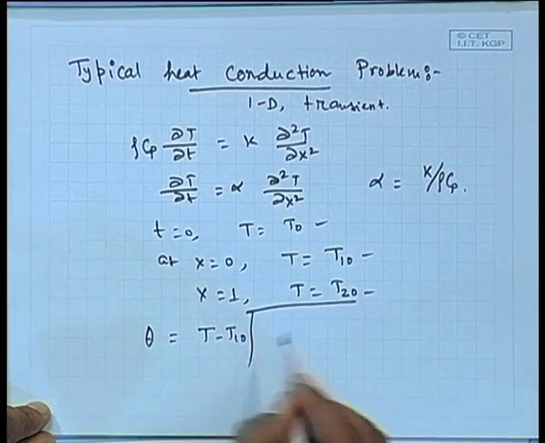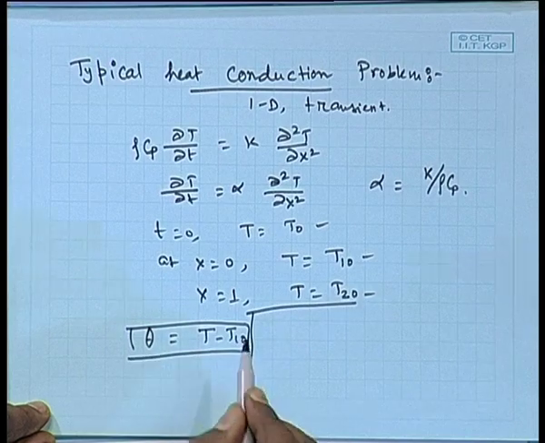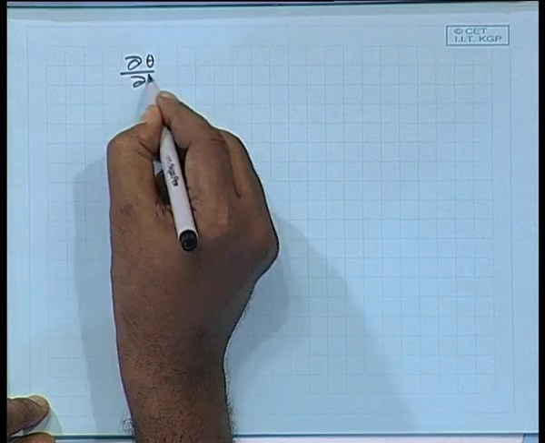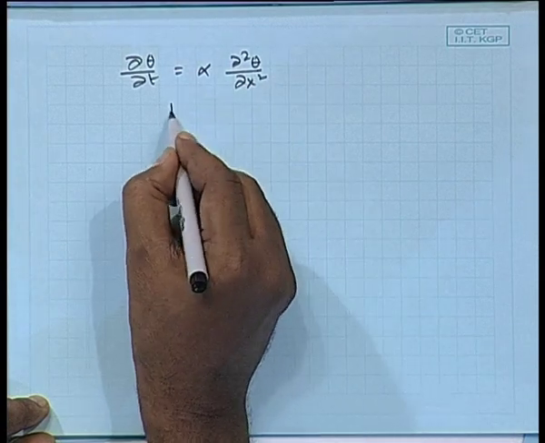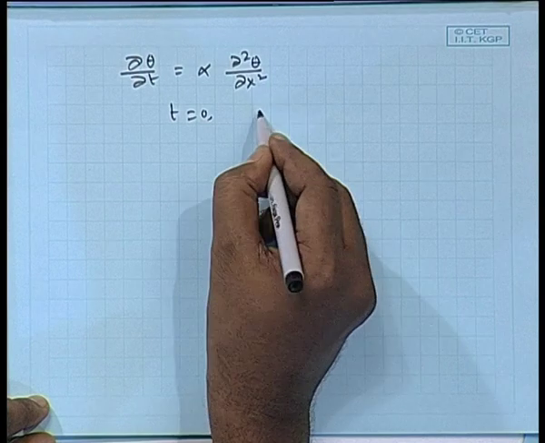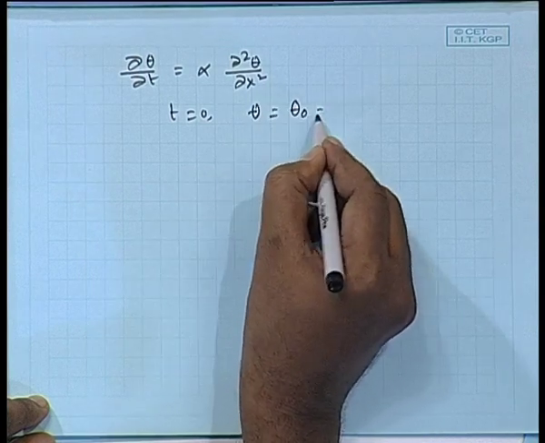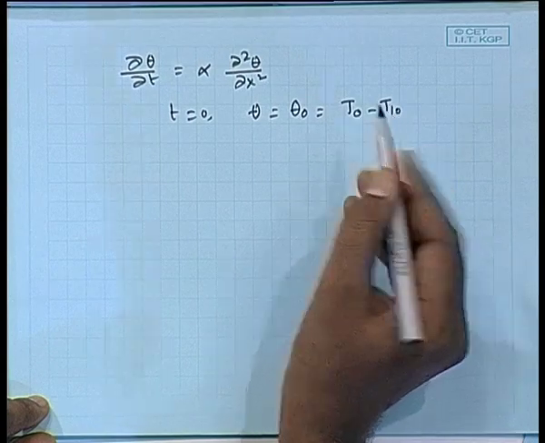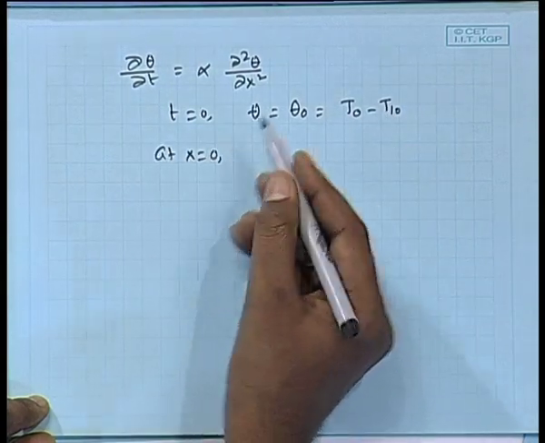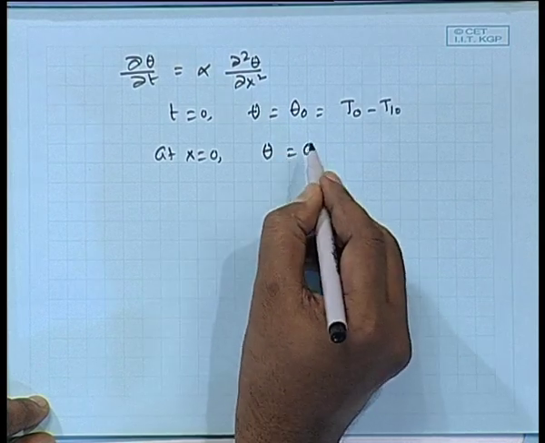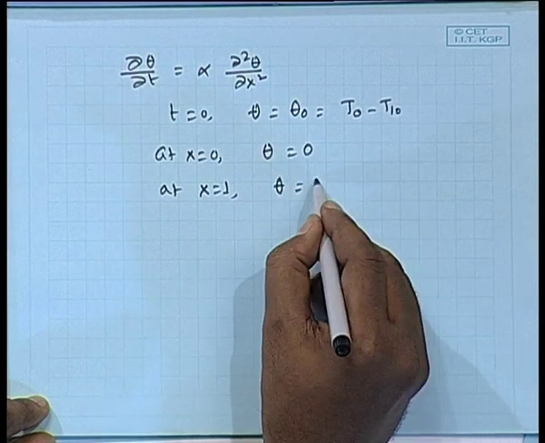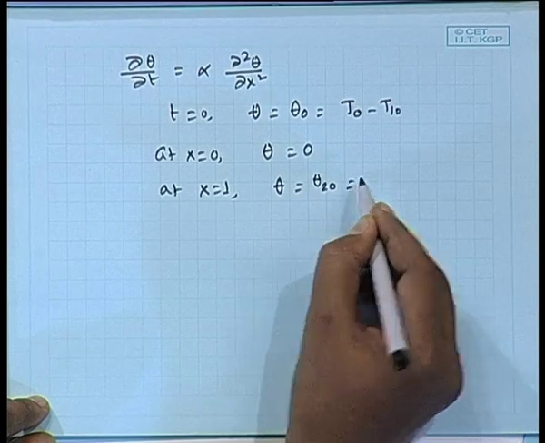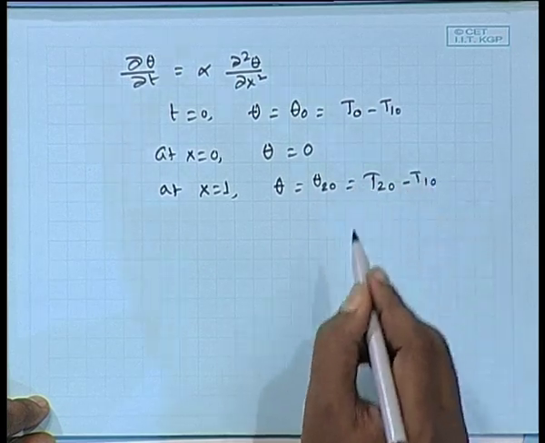If you define it like this, then your governing equation becomes del theta del t is equal to alpha del square theta del x square. At t is equal to 0, your T was equal to T naught, so your theta becomes, let us say, theta naught, that is nothing but T0 minus T10. At x equal to 0, theta is equal to 0; at x equal to 1, theta is equal to, let us say, theta 20, that is T20 minus T10.